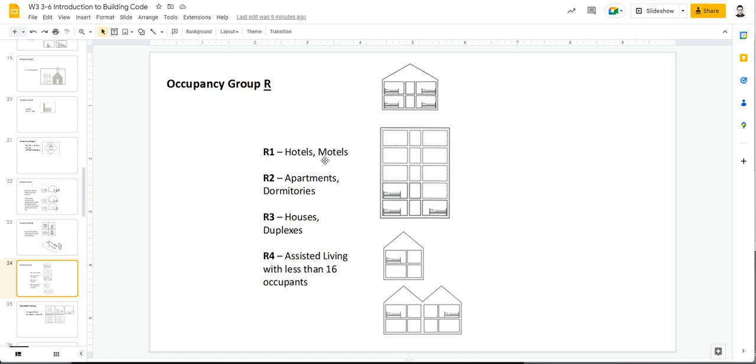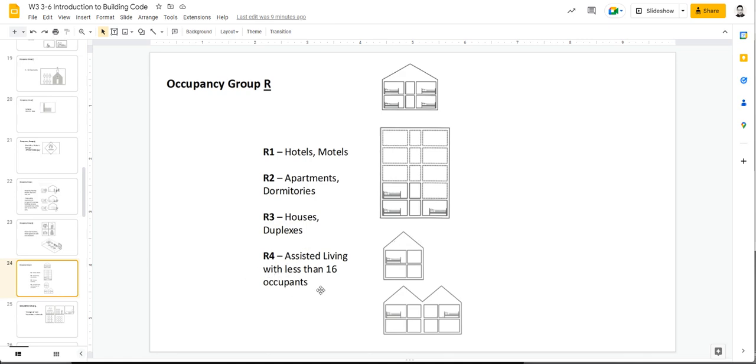R1 is for hotels and motels, and R2 is for apartments and dormitories. R3 is normally our houses, so houses are R3. So if a land is zoned for R2, that means that you can put an apartment on it. But if it's an R3, then the most you can put in is a duplex or two houses in that zone.